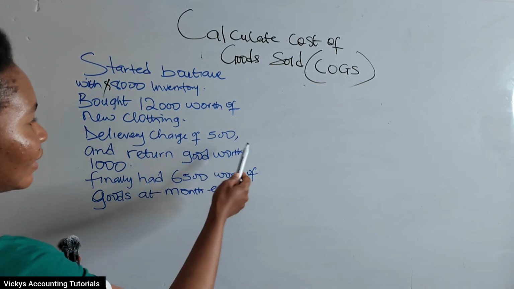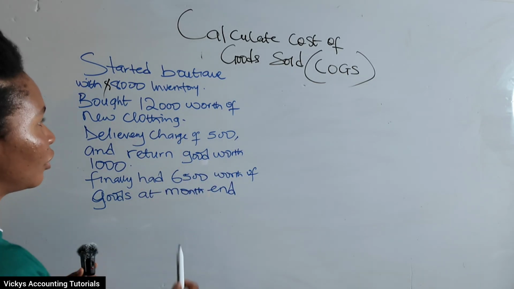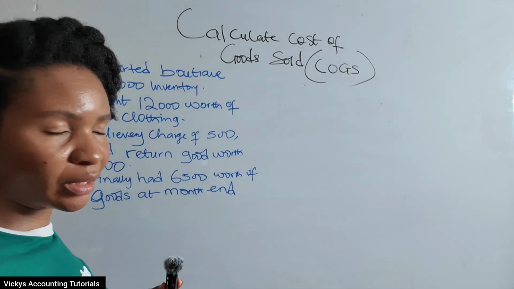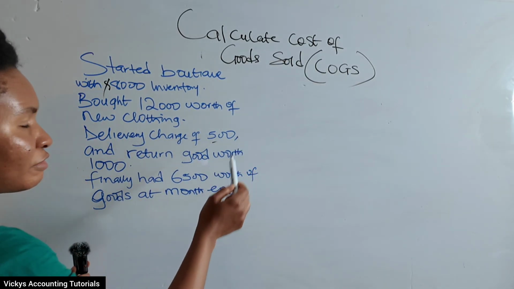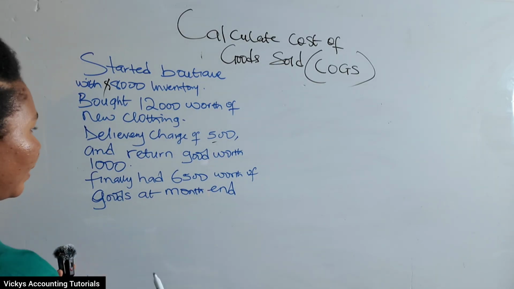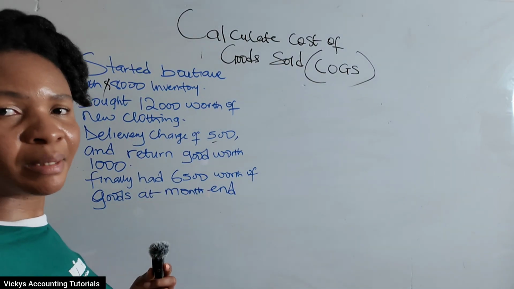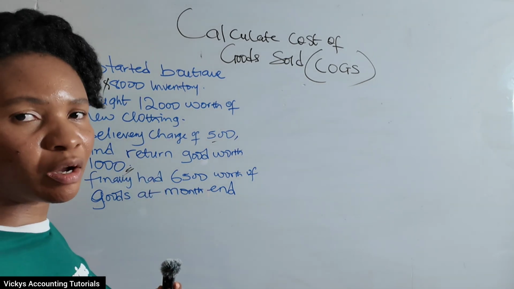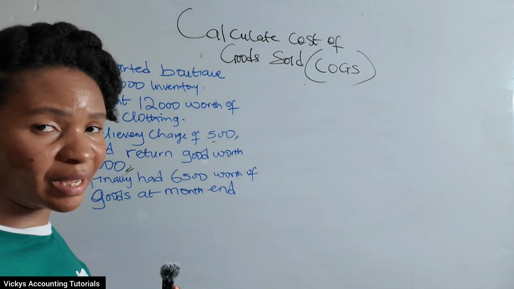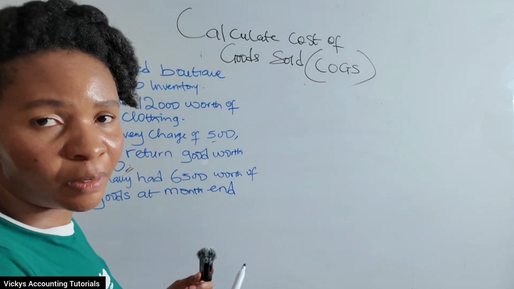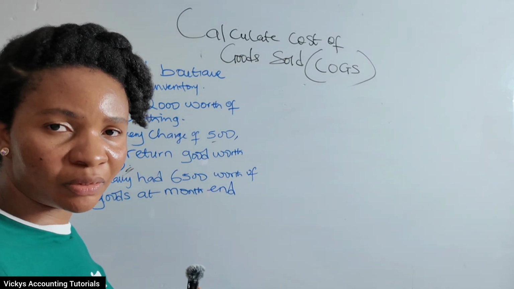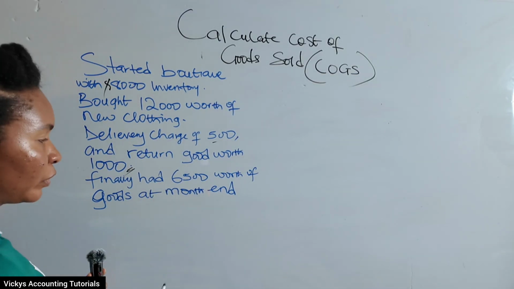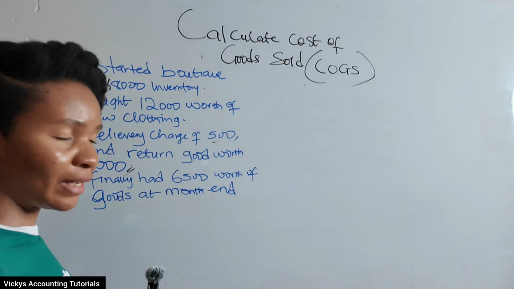And he had a delivery charge for those goods, right? To deliver the items to the boutique, to the shop, he spent $500, okay? And during the same month, the business returned goods worth 1,000 back to the supplier, probably because the goods were defective or whatever. He returned 1,000 worth of goods back to the supplier for whatever reason that is.